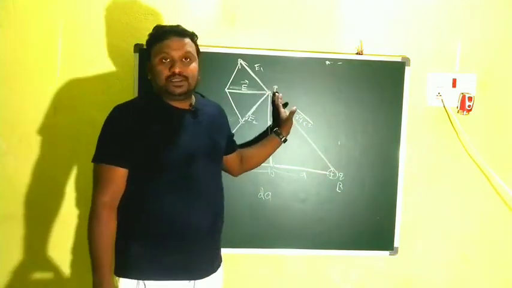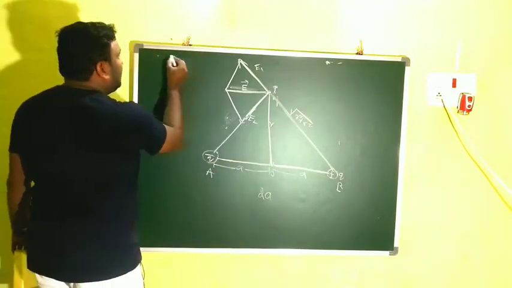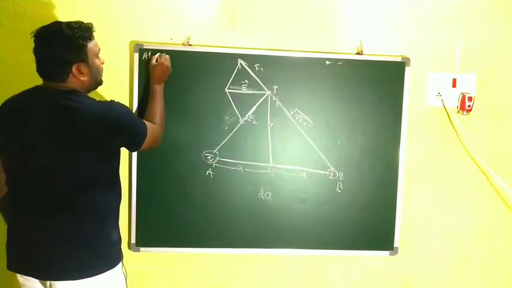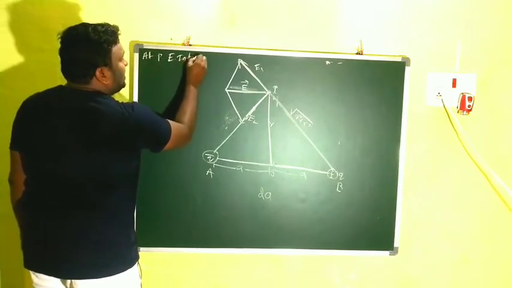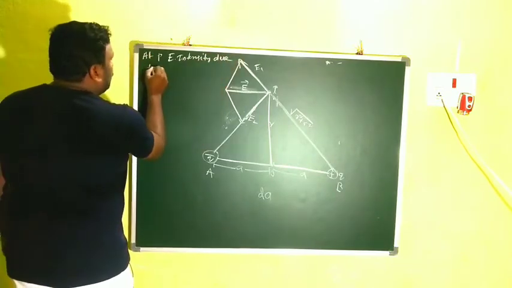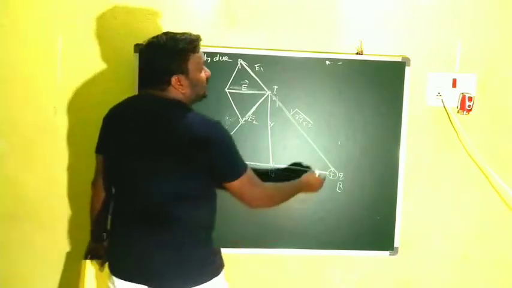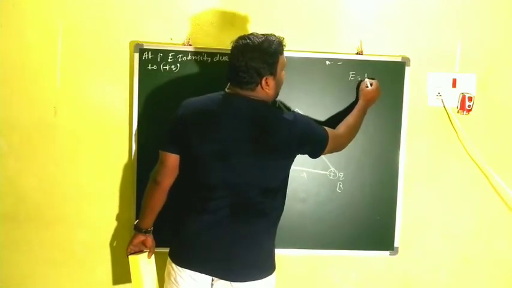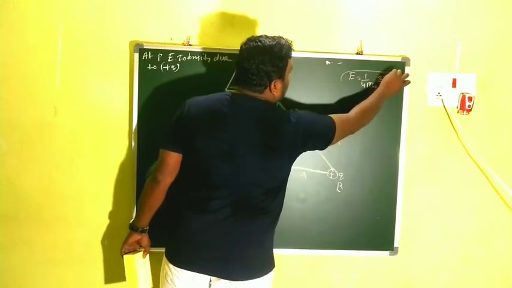At this point P we want to find out the electric field intensity. So for that I am taking now at P the electric field intensity due to plus Q. What is the general formula? E is equals to 1 by 4 pi epsilon naught Q by R square. This is the general formula.